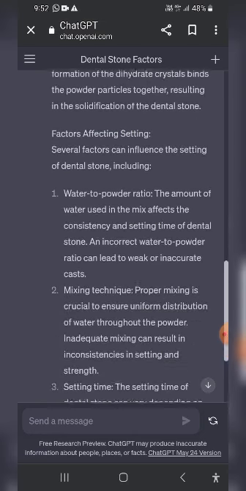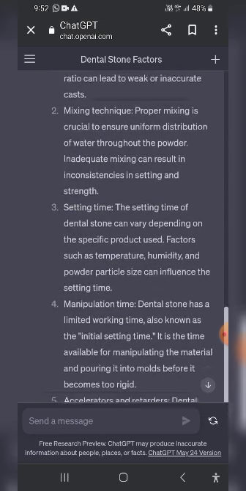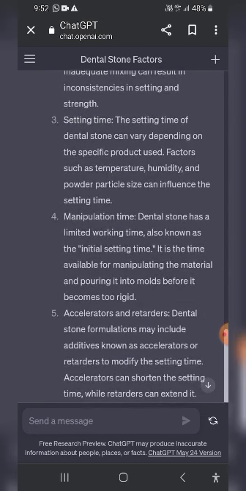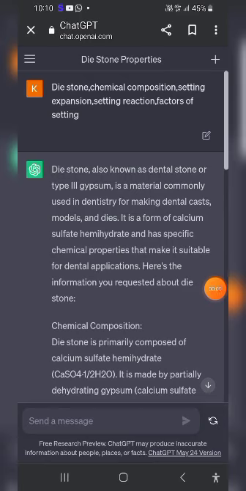Factors affecting setting: water to powder ratio, mixing technique, setting time, manipulation time, accelerators and retarders. Next, die stone: chemical composition, setting expansion, setting reaction, factors of setting.